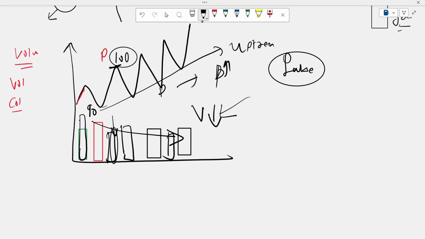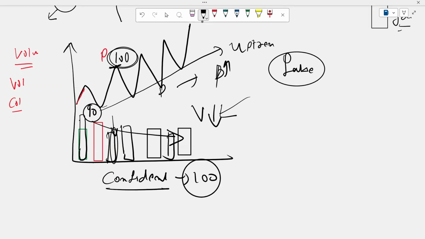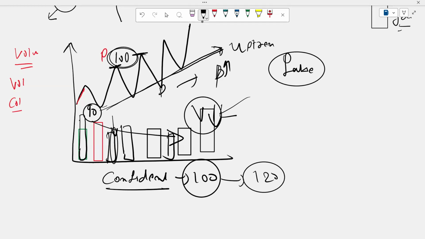You have pumped the price up from 90 to 100, but volume is declining, which means people are buying the stock but are not confident enough to buy it at 100 rupees. They are thinking that at 100 this stock is looking expensive, and when it becomes 120, again the volume declines. So when volume is declining, this uptrend is not going to sustain. As soon as volume rises, this uptrend will reverse into a downtrend. That's why I am saying volume must rise.